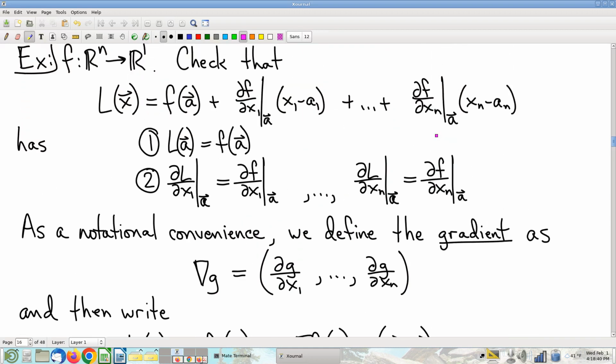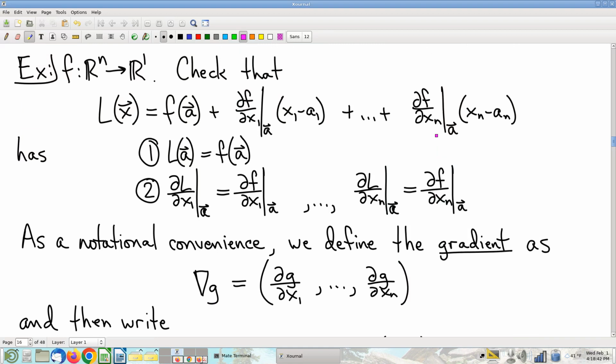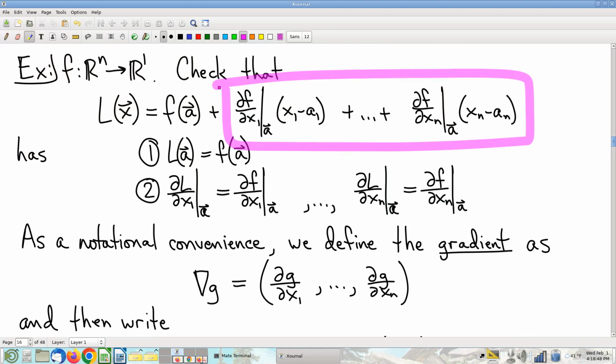Yep, they're being added. Well, they're being multiplied. So it's this times that, and then plus blah blah blah, and then this times that. So I'm not literally adding the partial derivatives. They're getting multiplied by these other things first, and then added. Which is what a dot product is.